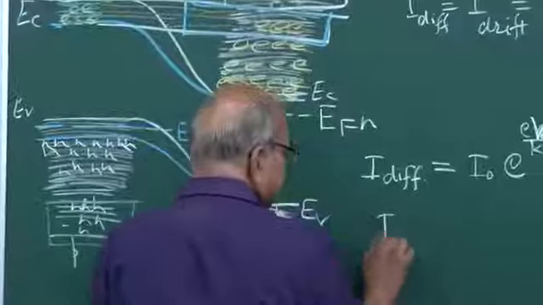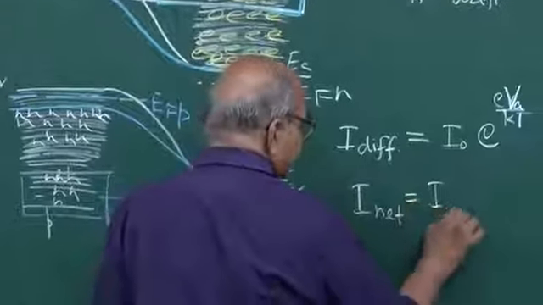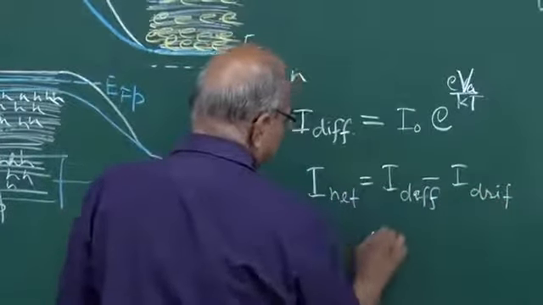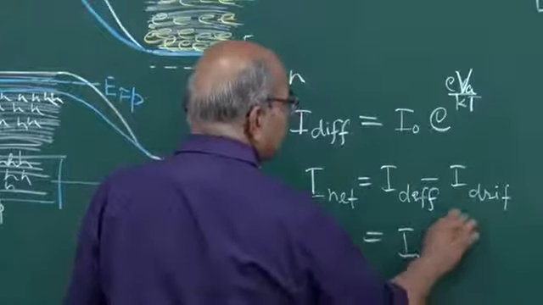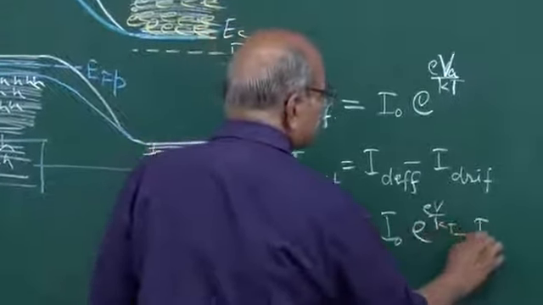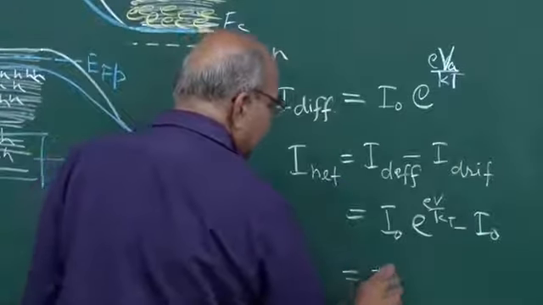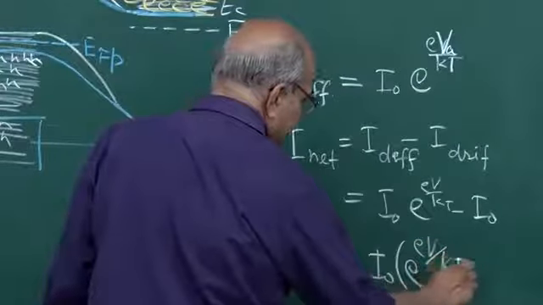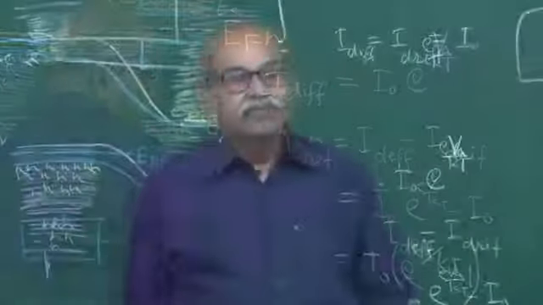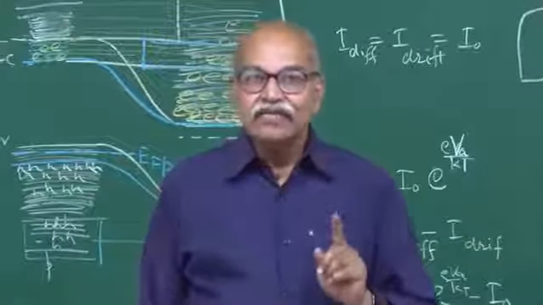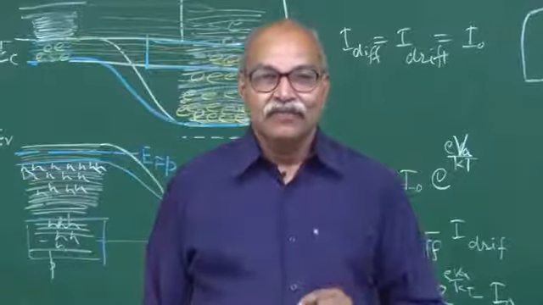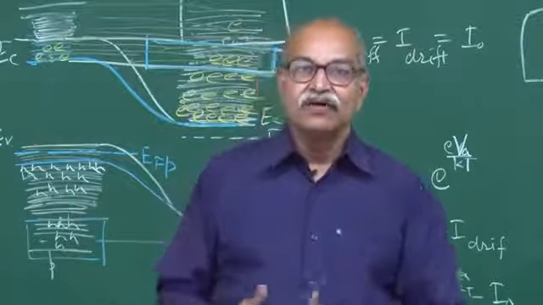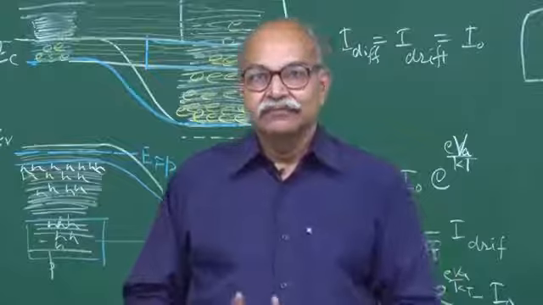So what is the net current? The net current is I diffusion minus I drift, which is I naught times e power EV by KT minus I naught. So it's I naught, common, e power EV over KT minus 1. This equation is called the ideal diode equation. There are several assumptions taken to derive this equation, and that is why it is called the ideal diode equation.